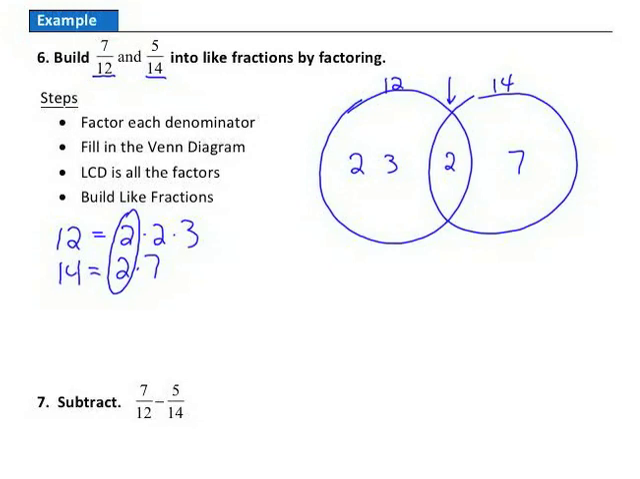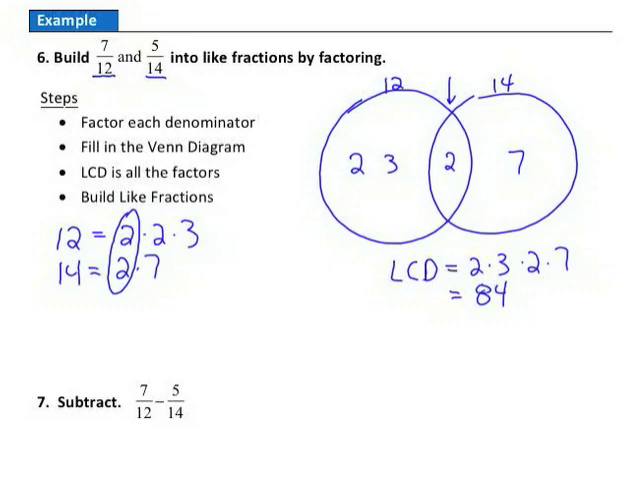Once I have my Venn diagram filled in, the next step is that the LCD is all of the factors multiplied together. So my LCD is going to be all of these factors multiplied together. So it looks like 2 times 3 times 2 times 7. When I multiply those together, 2 times 3 is 6, times 2 again is 12, and then 12 times 7 is 84. So my least common denominator then is 84.